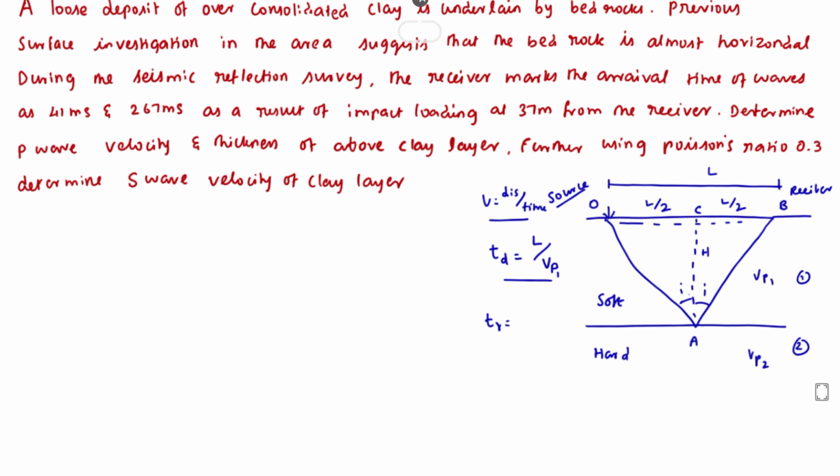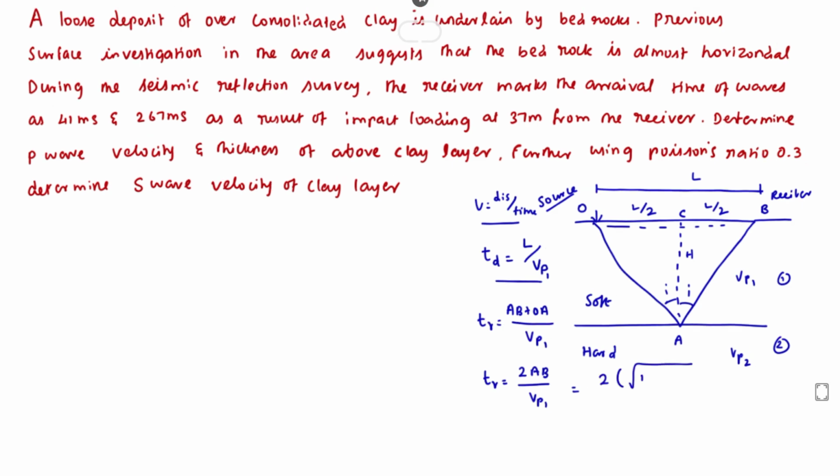Here also length is required. The length is OA plus AB, divided by the velocity Vp1. OA and AB are the same length, so TR equals 2AB divided by Vp1. Now AB we can get using the Pythagoras theorem: 2 into the root of (L by 2) square plus H square, divided by Vp1. Solving this by multiplying by 2, we get TR equals the root of L square plus 4H square, divided by Vp1.